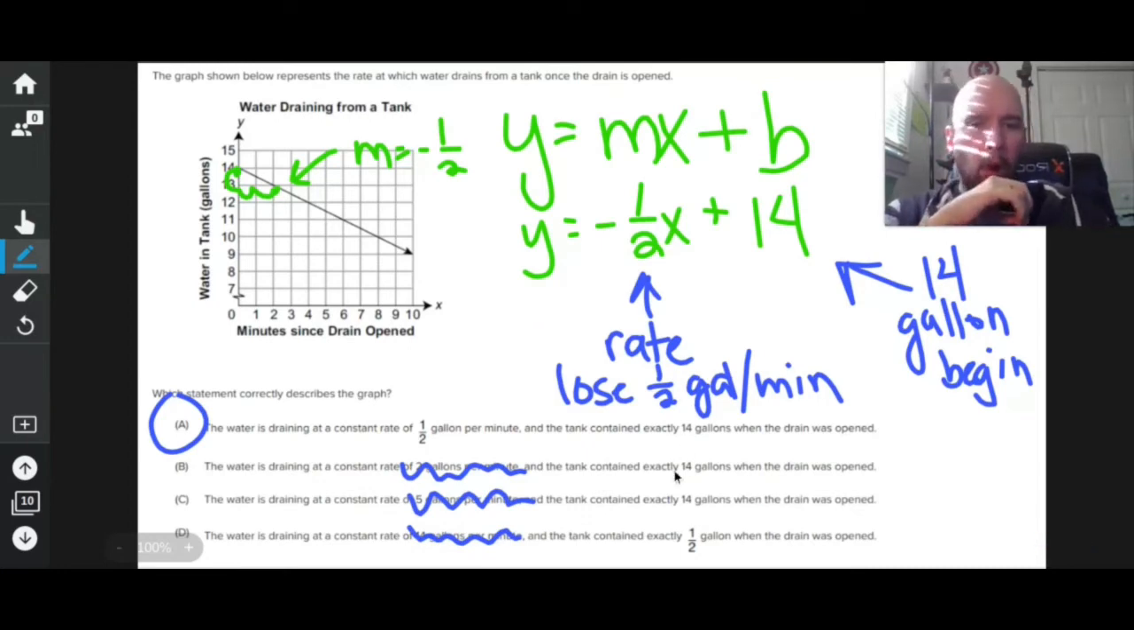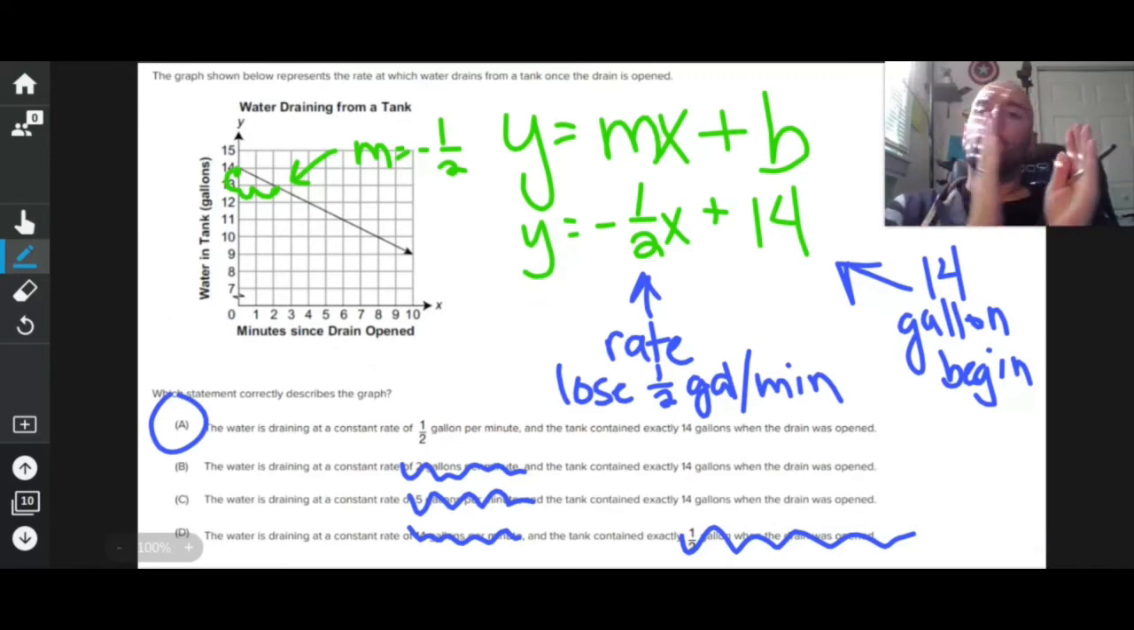Even though this part is true, these are wrong. So there you have it. Remember, when you're dealing with real life problems and you come up with an equation like I just did, the number in front of x is your rate. It's your slope. The number floating around all by itself is your y-intercept. That's what you start out with.